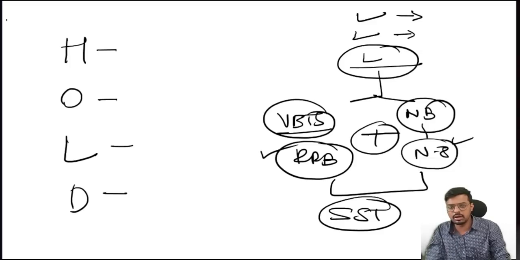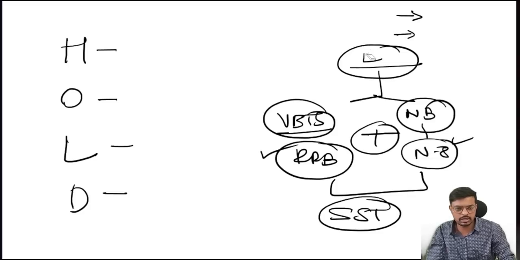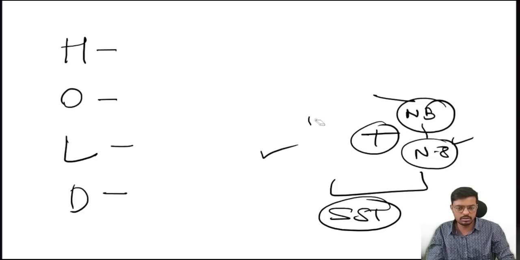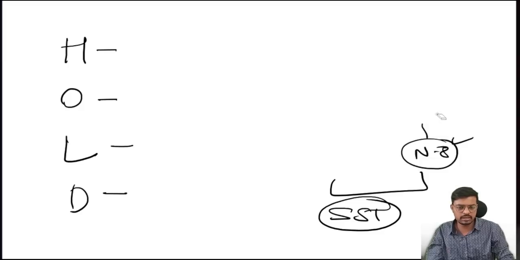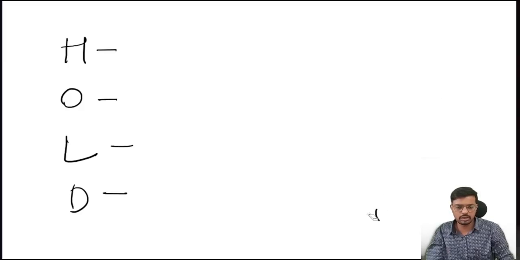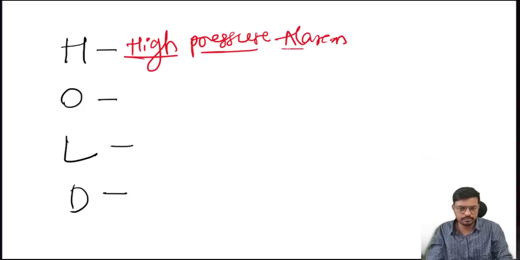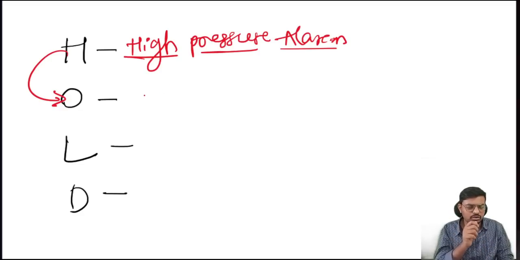So let me go for our main concepts of the ventilator alarm mnemonics, right? So what is HOLD? H means here the high pressure alarm. Okay. So when the high pressure alarm happens, means when the patient blocks the tube, when the patient bites the tube, the tube gets blocked.